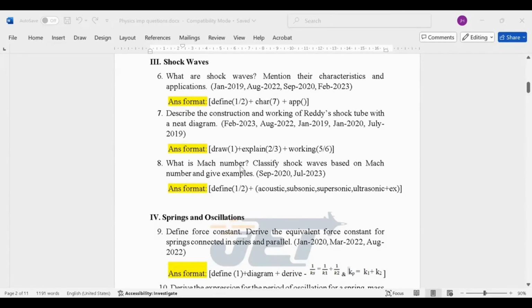What is Mach number? Classify shock waves based on Mach number and give examples. So definition and classification will be acoustic, subsonic, supersonic, and ultrasonic, and you have to give examples for each.